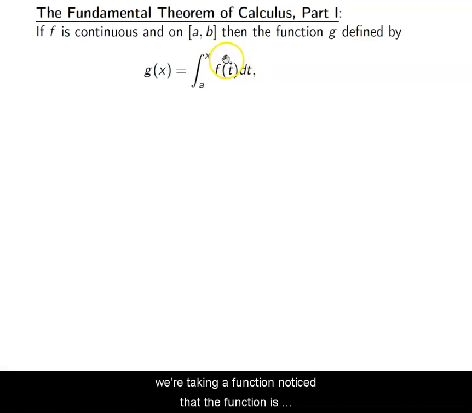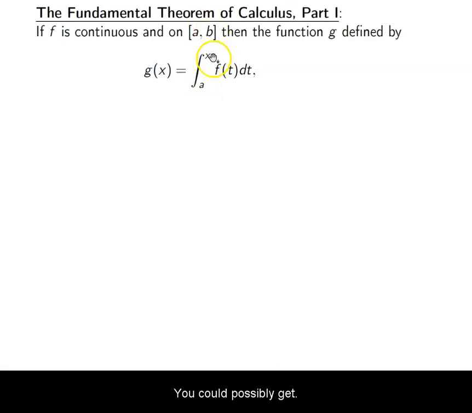Here we're taking a function. Notice that the function is not specified in terms of which variable is the independent variable. It's very possible that this function is a function of x and not t. Actually, that's typically what we use. So here we just replace the variable and call it t, and we go from a bound of a to a bound of x, with x being somewhere within this interval of a to b. It could possibly be at b itself.